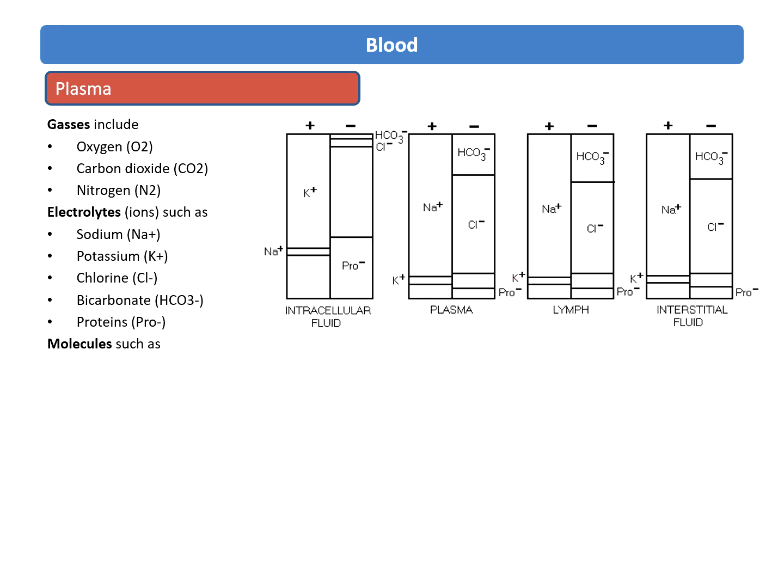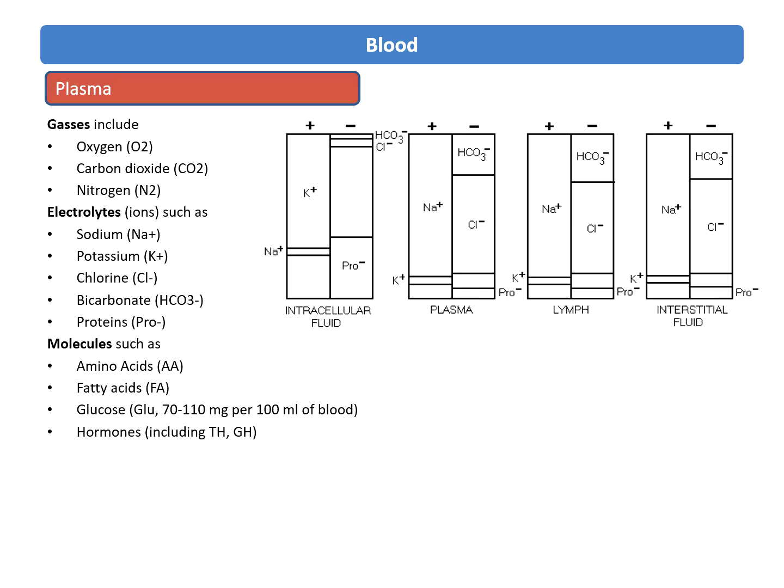There are molecules in the plasma, amino acids, for example, fatty acids, glucose. The normal range is roughly 70 to 110 milligrams per 100 milliliters of blood. Hormones, including thyroid hormone and growth hormone. Cholesterol, roughly 111 to 279 milligrams per 100 milliliters of blood.